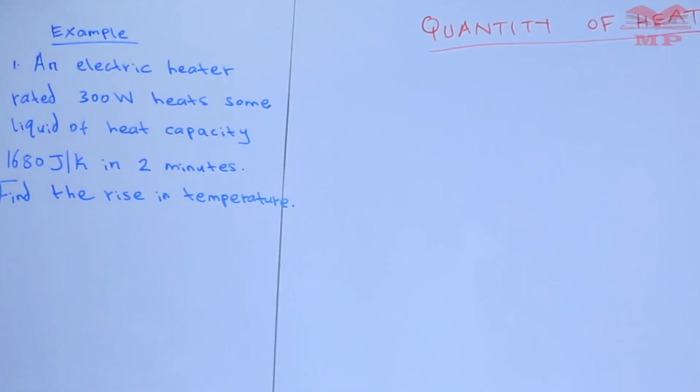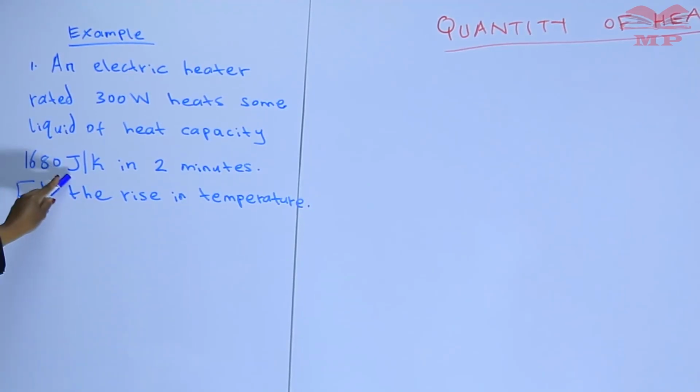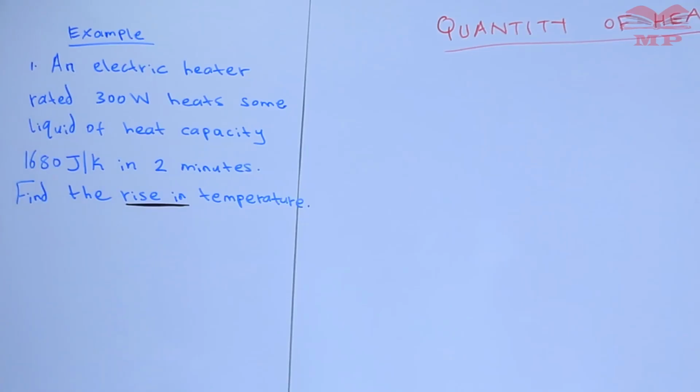So that's the question that we have. We have an electric heater rated 300 watts, heating some liquid of heat capacity 1680 joules per Kelvin in 2 minutes. So we are going to find the rise in temperature. In our question, we are being asked about the rise. So this is simply the change. And in our case here, it's a rise. So we want to get that change in temperature.